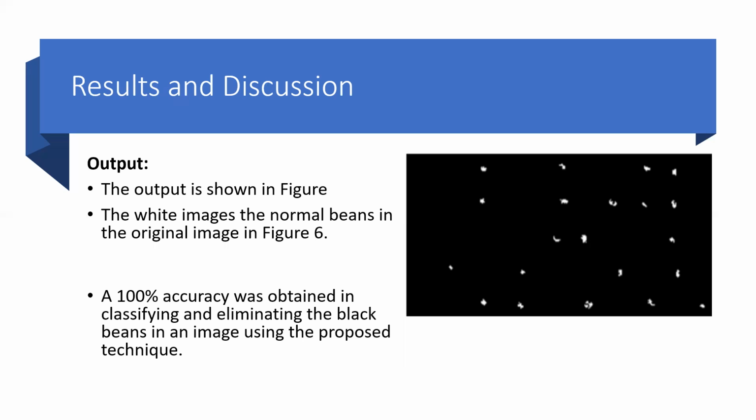It can be seen in the original image that the normal beans and black beans are together in one picture. After the picture had been processed using the proposed image processing technique, it can be seen that the black beans in the original image have been eliminated. The output of the proposed MATLAB code is shown in a figure. The white image in the figure shows the position of the normal beans in the original image, and this method has 100% accuracy in classifying and eliminating the black beans in an image using the proposed technique.